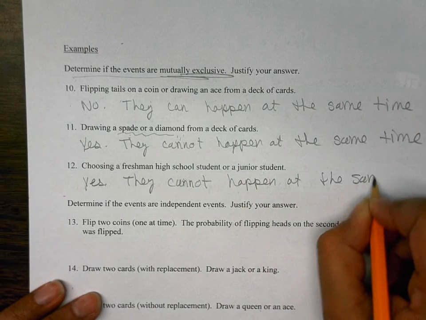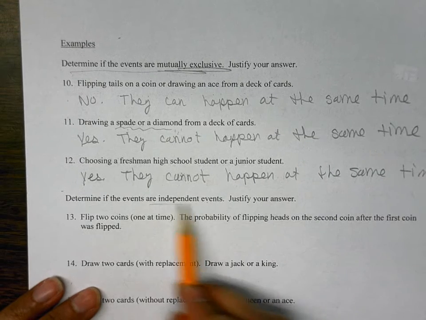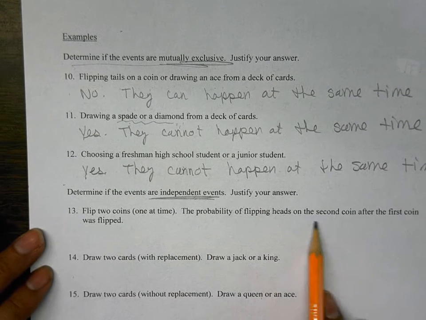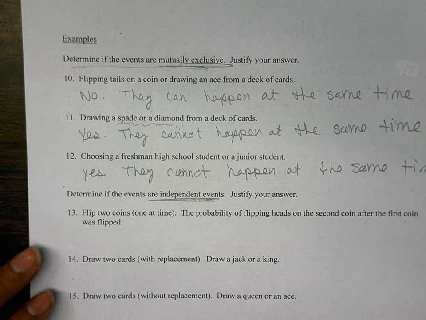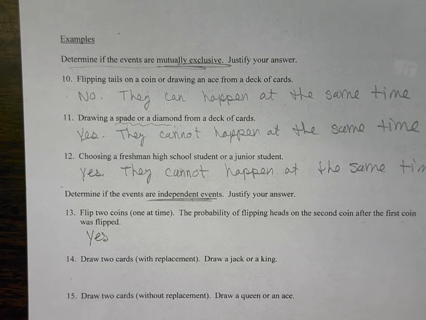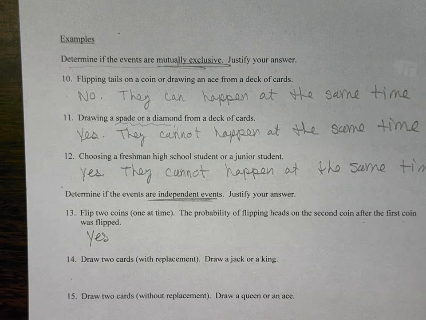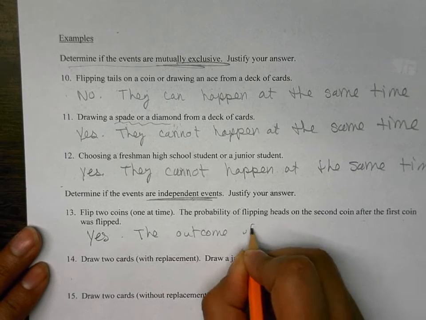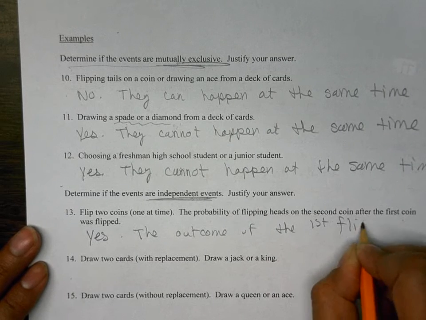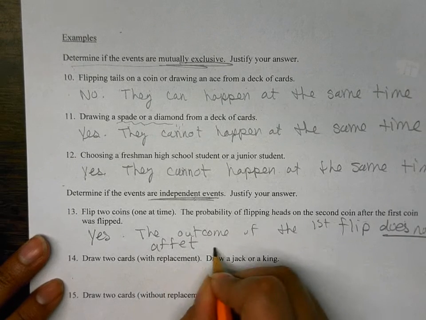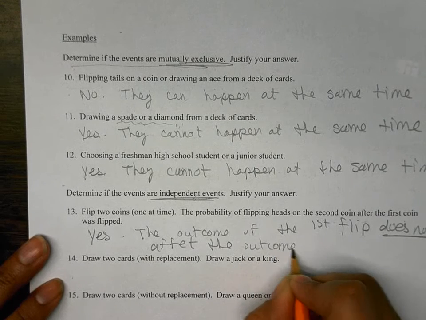All right, next section. Determine if the events are independent. You flip two coins one at a time. You flip one. The probability of flipping a heads on the second coin after the first coin was flipped. We talked about this earlier. Is this independent? Yes or no? Yes, because your first flip does not affect your second flip. Do you agree? Yes. Dakota, you need to be paying attention. Whatever you're doing needs to stop, get your notes out, and you're working with us. All right. The outcome of the first flip does or does not affect? Does not affect the outcome of the second flip.